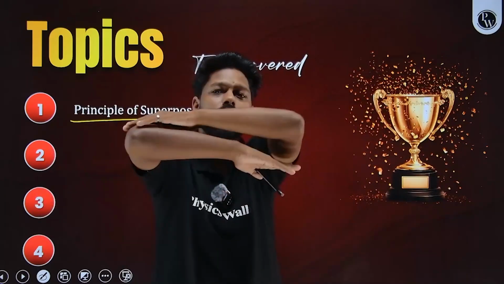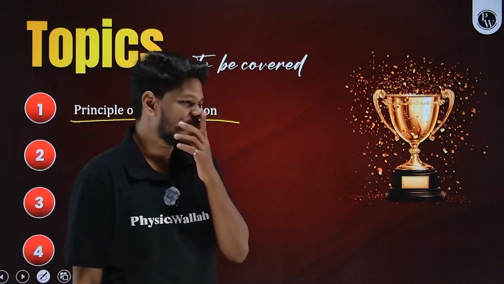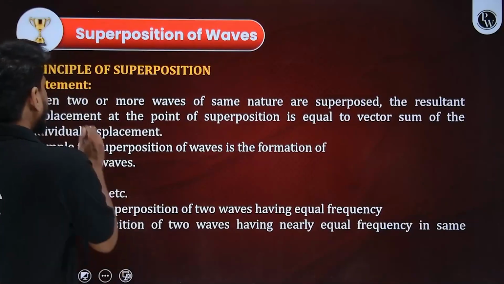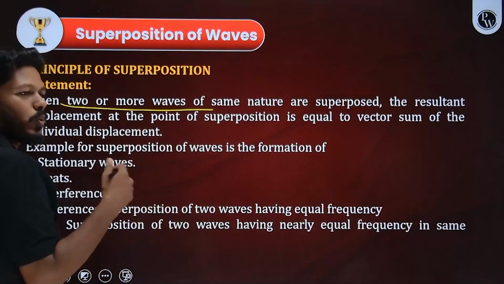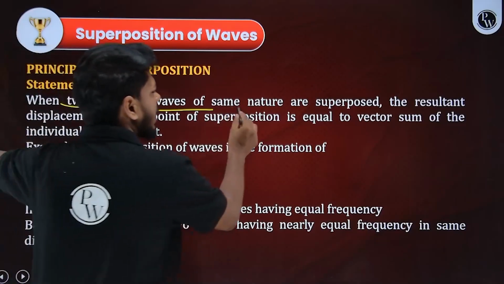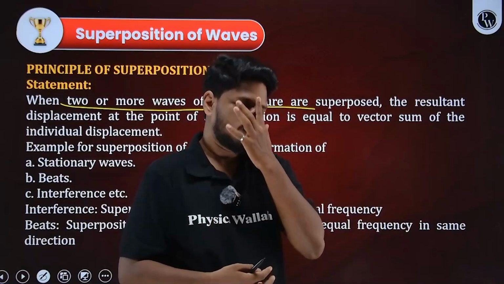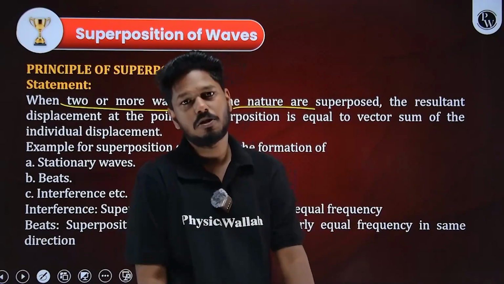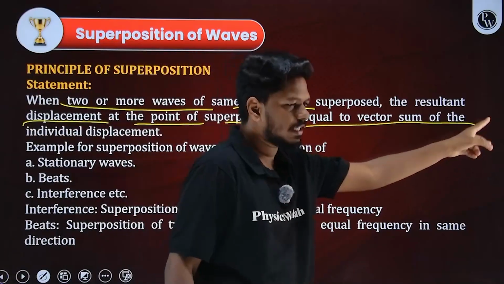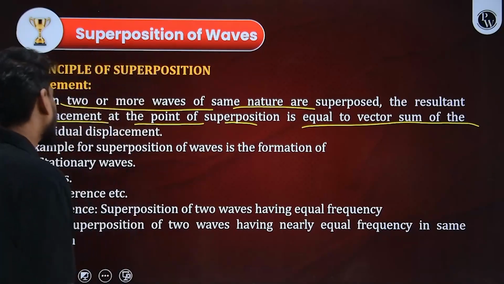Now when they both combine, what will happen? This is what we are going to study in today's lecture. If two waves combine, what will happen? So, principle of superposition. When two or more waves, generally we are going to use two waves, of the same nature are superposed, meaning they are added, they both meet at a certain place. This is called superposition. The resultant displacement at the point of superposition is equal to the vector sum. Okay, this is what superposition means.